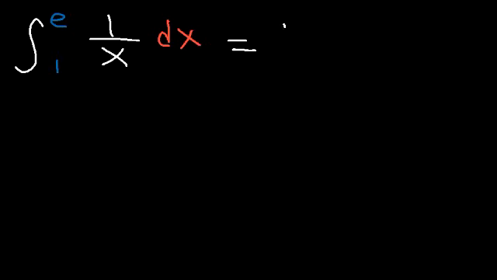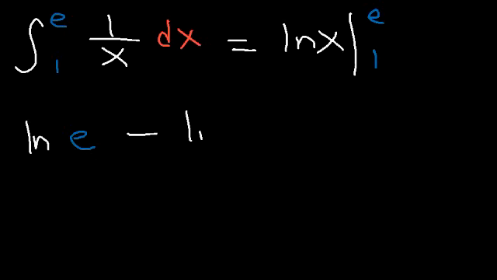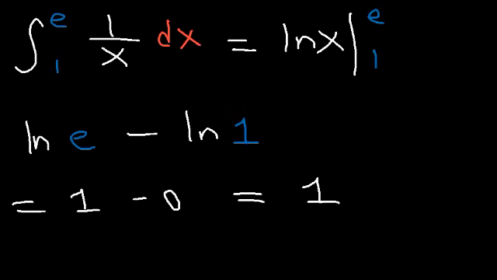Let's try one more definite integral problem. Let's say we wish to find the definite integral of 1 over x dx from 1 to e. We know the antiderivative of 1 over x is ln x. So now we need to plug in b and a. So it's going to be ln of e minus the natural log of 1. What is the natural log of e? The natural log of e is always 1. The natural log of 1 is always 0. So the final answer is simply 1.